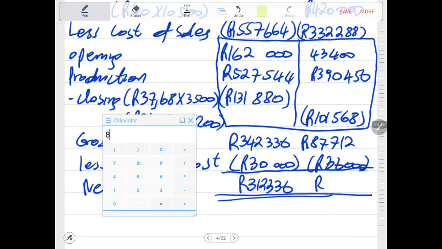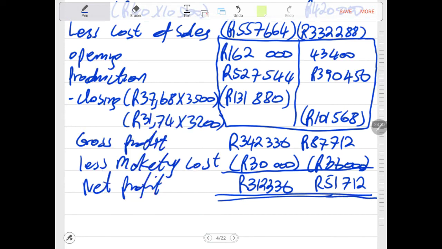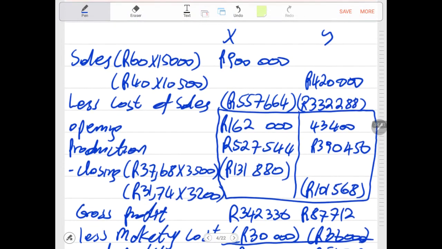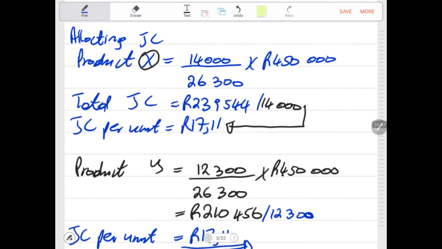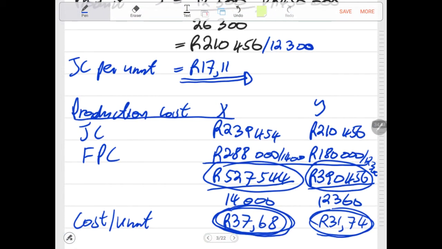Product Y, it will be 877,712 minus 36,000. Then we get to 51,712. This will be the net profit if you will be required to calculate the net profit. Now this is where the first requirement is ending and I've alluded to most of the very important items.